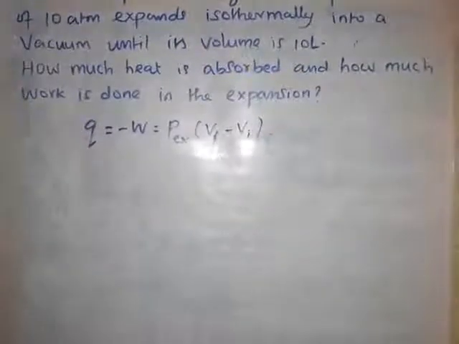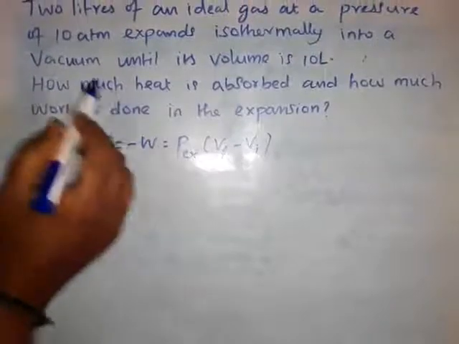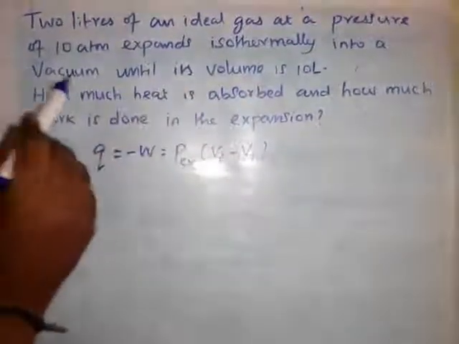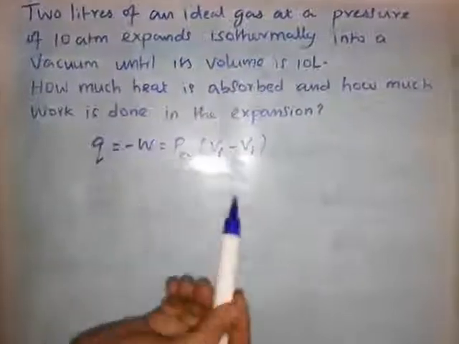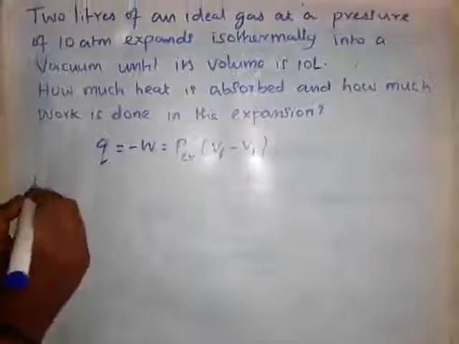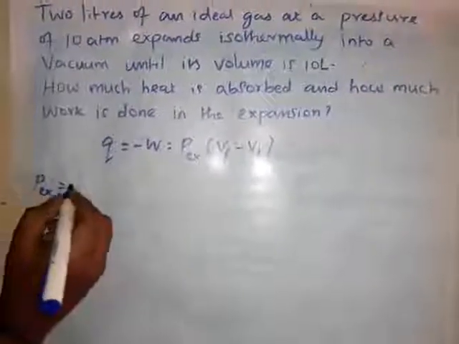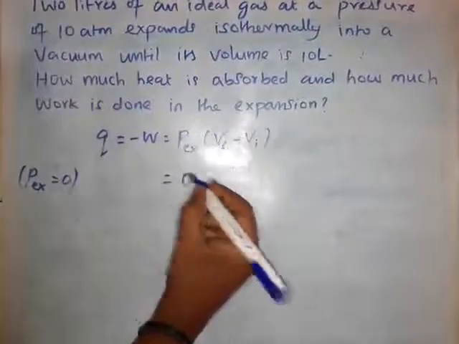So here Q is equal to minus W. So here what is that? Vacuum. That means vacuum until its volume is 10 liter. So the P external is vacuum. So it will be what? 0. So already we know that P external when vacuum is 0. So we have to apply this value 0.